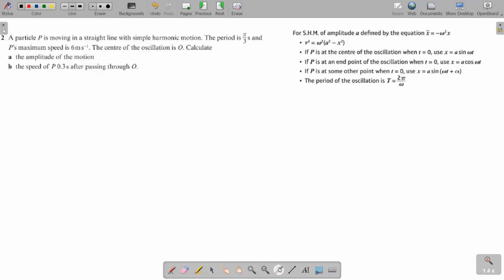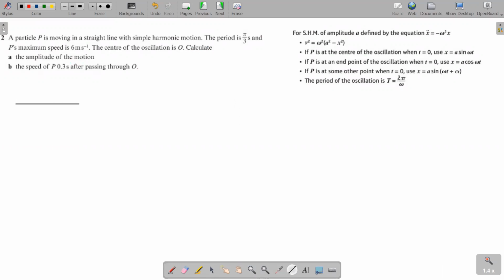Okay, so next I'll be attempting question number 2. So let's see, a particle P is moving in a straight line with simple harmonic motion. The period is pi over 3. The period is pi over 3 means this is the time taken to complete one complete oscillation. So that is pi over 3, and P's maximum speed is 6 meters per second. The center of the oscillation is O.